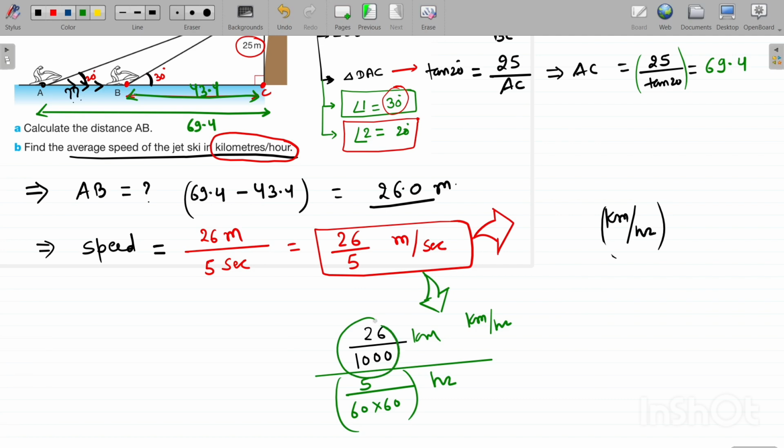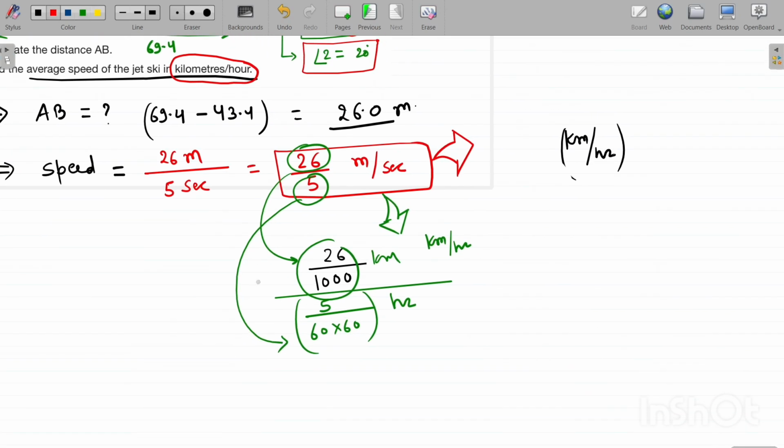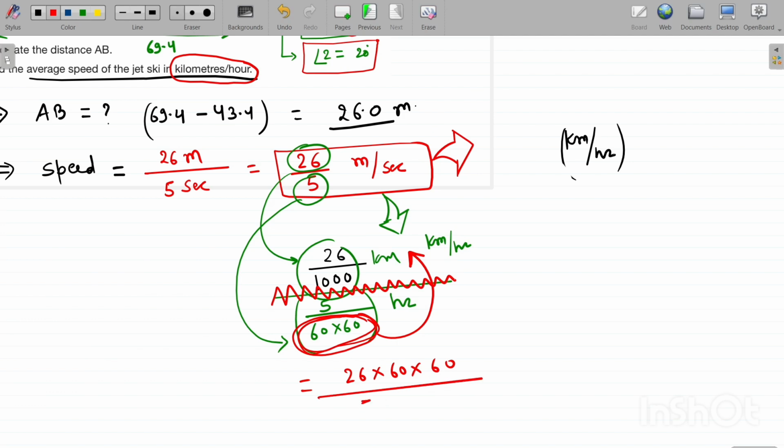So you have converted this 26 meter into kilometer individually, and you have converted this 5 second into hour individually. Now you can simplify this very easily. This is the main division, and this is the denominator of the denominator. In mathematics, the denominator of the denominator becomes numerator. So you will write 26 into 60 into 60 upon 5, and this 1000 will go in the denominator like this. So you can simplify this little bit.